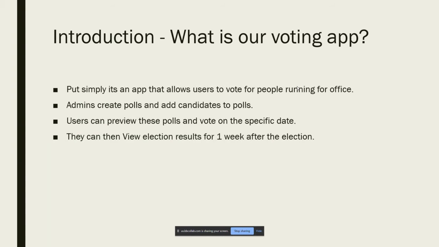For the introduction, what is our voting app? Well, put simply, it is an app that lets you preview elections, vote on elections, and then see the results of elections after they have been voted on, both the website and app. You can see the results for up to 1 week after the election has been placed.